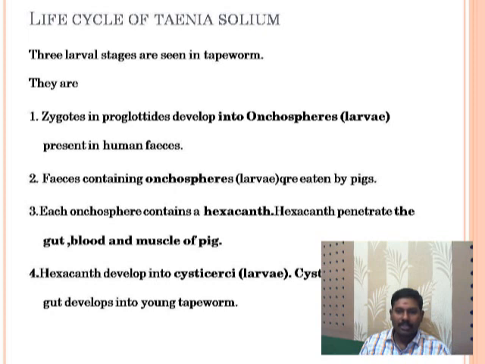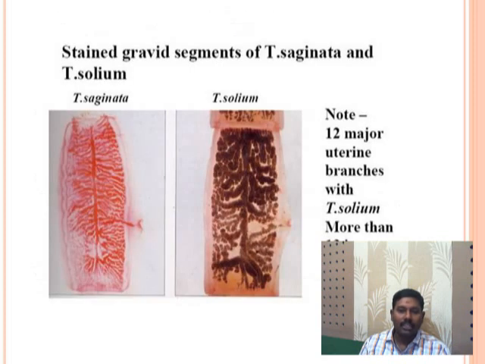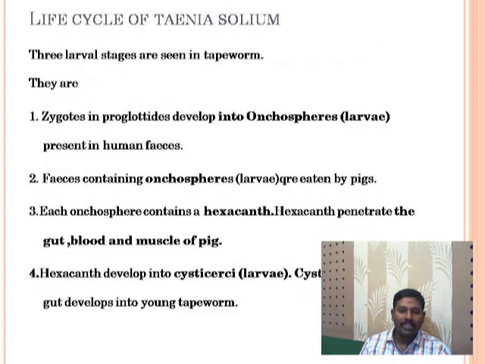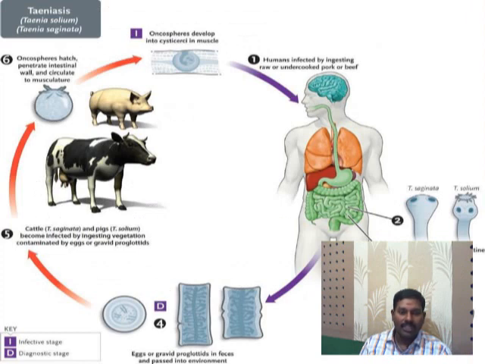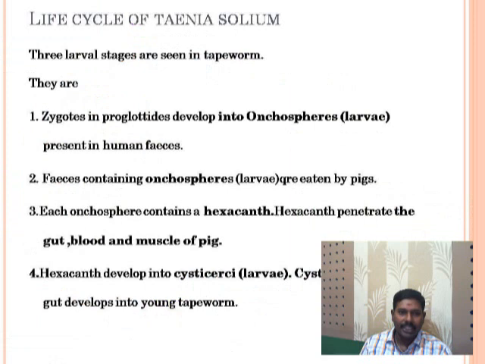In NEET question papers, they used to ask what are the larval stages present in the life cycle of Taenia solium or other groups of flatworms. So you must be aware of the life cycle of Taenia, the tapeworms. Taenia solium is one member, and Taenia saginata is another member. Here let us see about the tapeworms. There are three important larval stages.